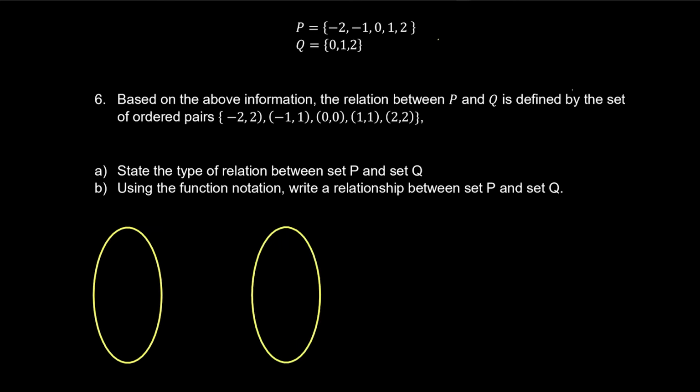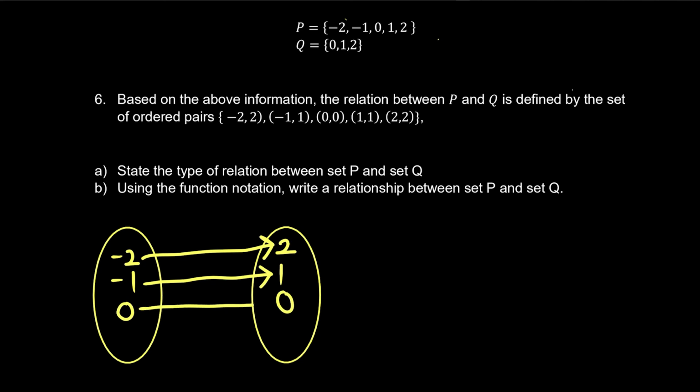So we see first we have -2 here. -2 maps to 2. -1 maps to 1. What else do we have here? 0 maps to 0. And next one, 1 maps to 1. So can you see that? 1 maps to 1. And 2 maps to 2.